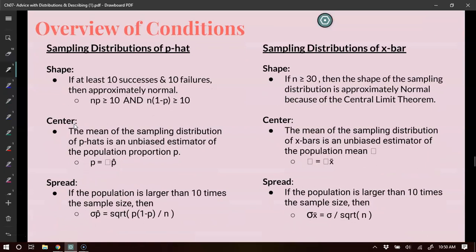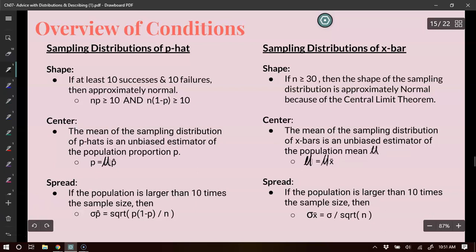Overall, here are the conditions that deal with it. You have the sampling distributions of p hat: shape, center, spread, and sampling distributions of x bar: shape, center, spread. I apologize. Some of the characters did not show up. So let's put them in right now. All right, that's better. So now you have them on there. You can see it there.